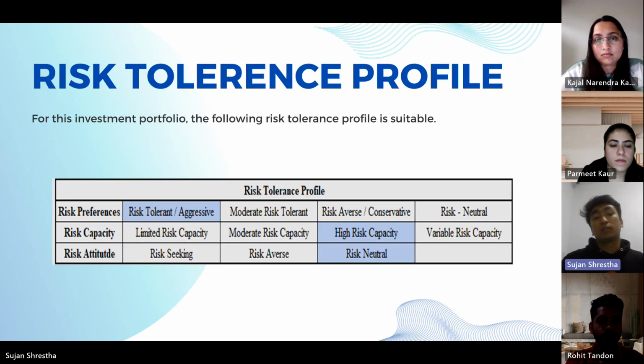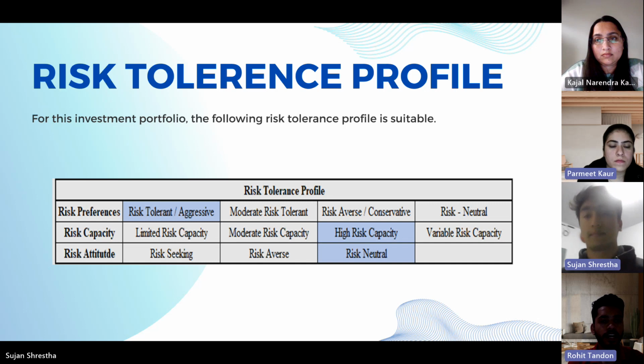The next is the risk tolerance profile. If an individual investor wants to use our investment portfolio, what kind of risk tolerance profile will this have? The risk preference should be aggressive in nature, the risk capacity should be a high risk capacity taker, and the risk attitude should be risk neutral. The next slide will be presented by Rohit.